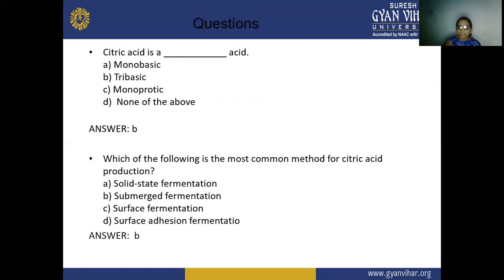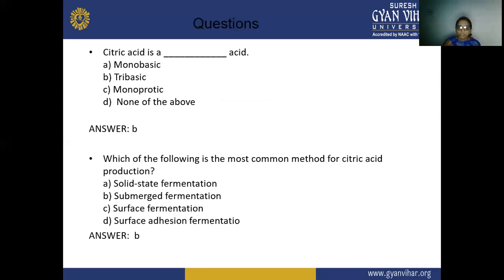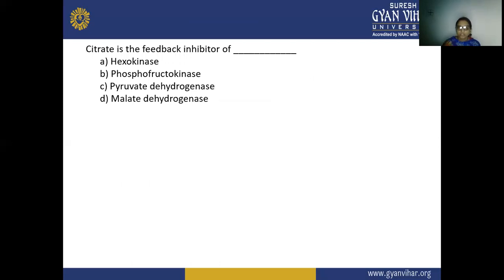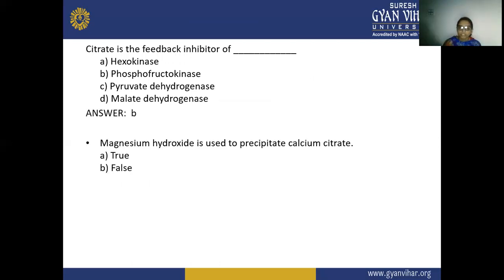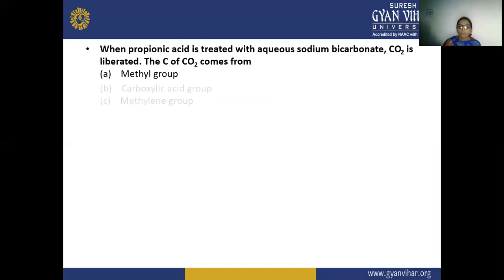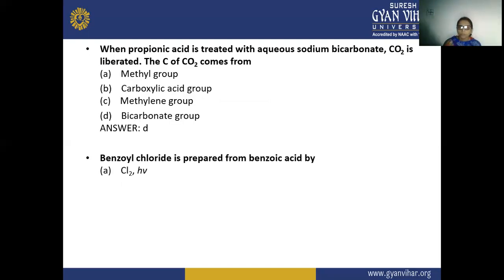So these are the questions. Citric acid is a tribasic acid. Which of the following is the most common method for citric acid production? That is the submerged fermentation. Next, citrate is a feedback inhibitor of phosphofructokinase, and magnesium hydroxide is used to precipitate potassium citrate. That is false. When propanoic acid is treated with sodium bicarbonate, carbon dioxide is liberated, and the C of CO2 comes from the bicarbonate group.